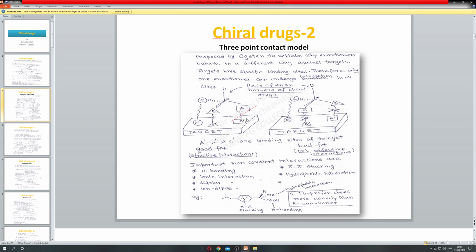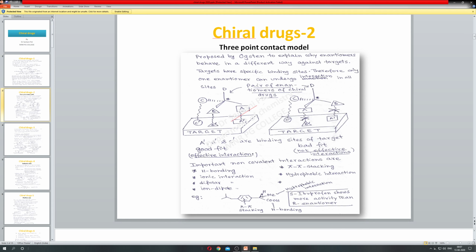Now the examples of these interactions are hydrogen bonding, ionic interactions, dipolar interactions, ion-dipole interactions, pi-pi stacking, hydrophobic interactions. These are the main important interactions between drug and the target when they undergo non-covalent interactions. Other than this, covalent interactions are also possible.